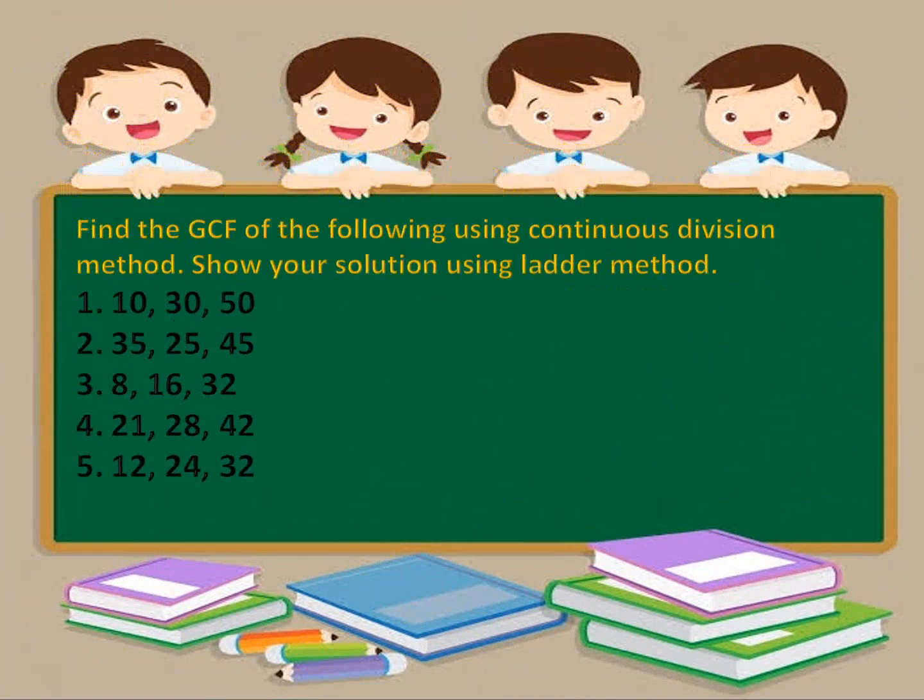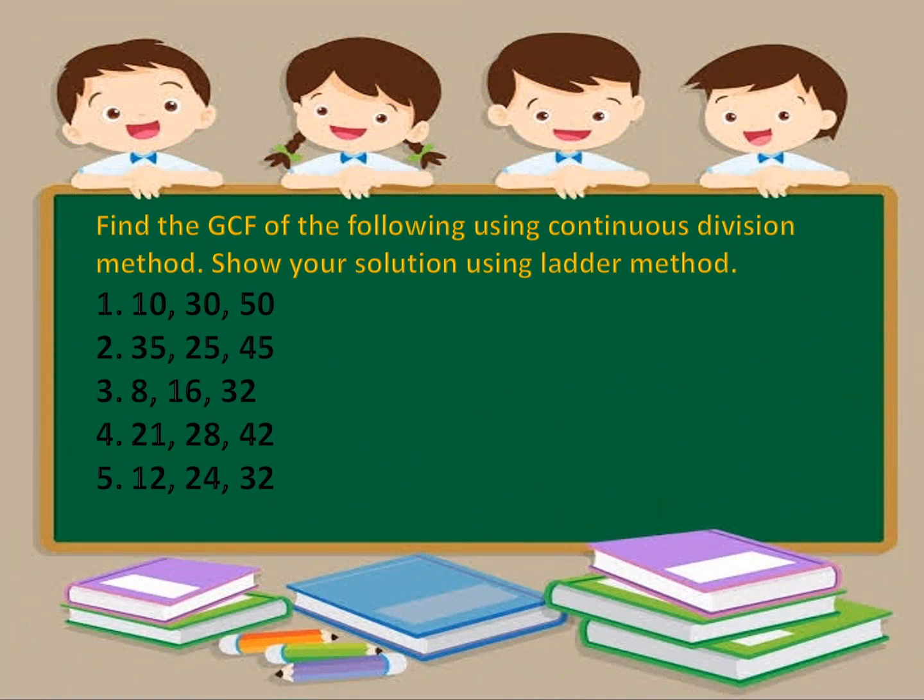Now, try this one. You can pause this video and copy the given and find the solution or the factors of the given using the ladder method or continuous division method. Only 5 items. If you are done, you can check your answer here.